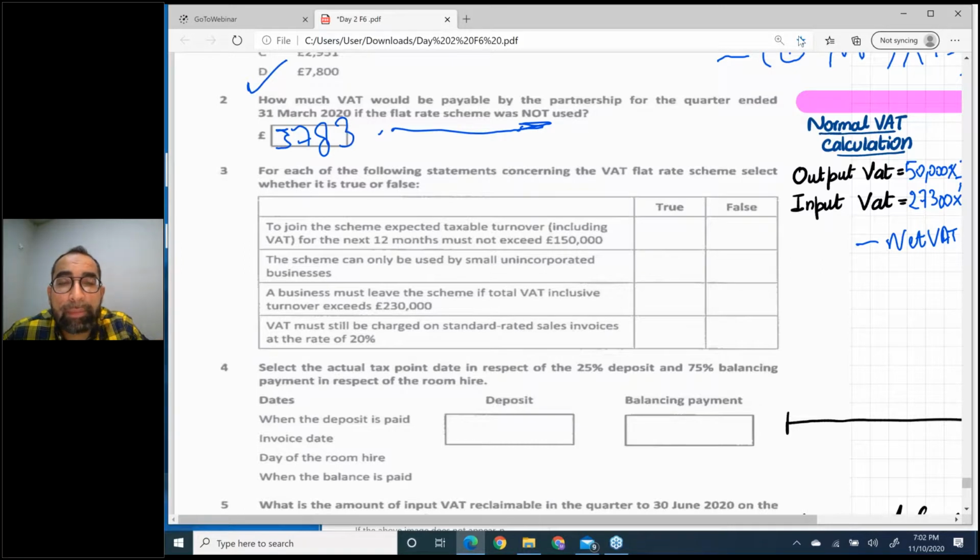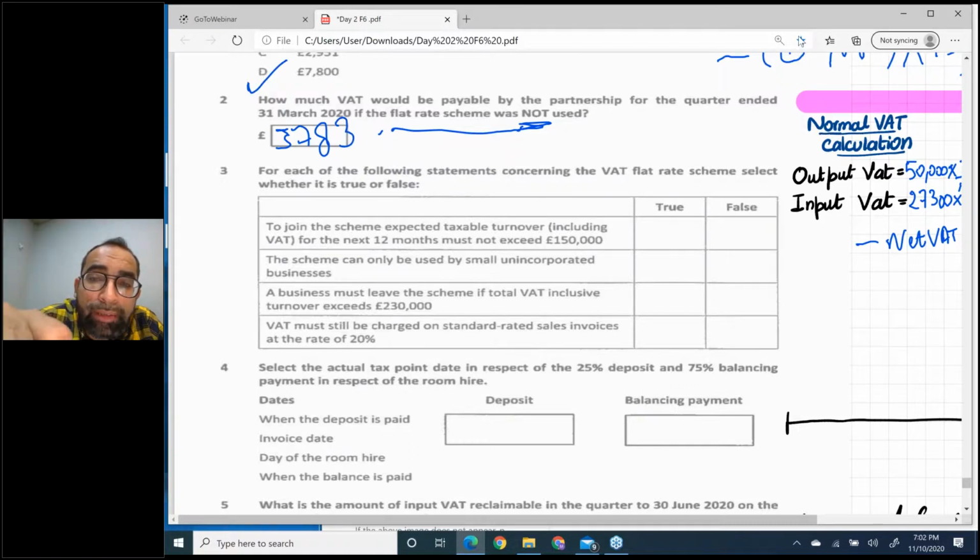To join the scheme, true or false? To join the scheme, expected taxable turnover. Now this is purely related to law. You must memorize the law. There are some points which you have to memorize. Expected taxable turnover, yes, it's 150,000, must not exceed.